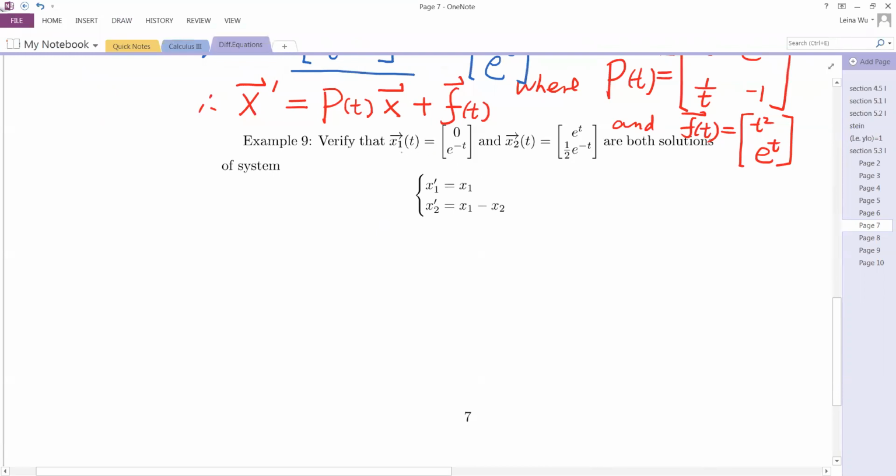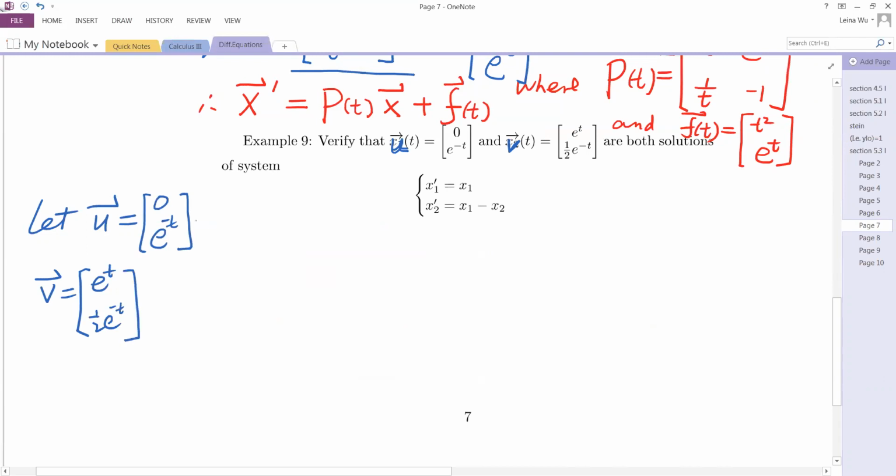It's a little bit confusing if I use the notation x1 vector and x2 vector, because x1 and x2 would duplicate what you see in the system. How about we change their names to U and V? Okay. So let vector U be 0, e to the negative t. And vector V be e to the t, 1/2 e to the negative t.